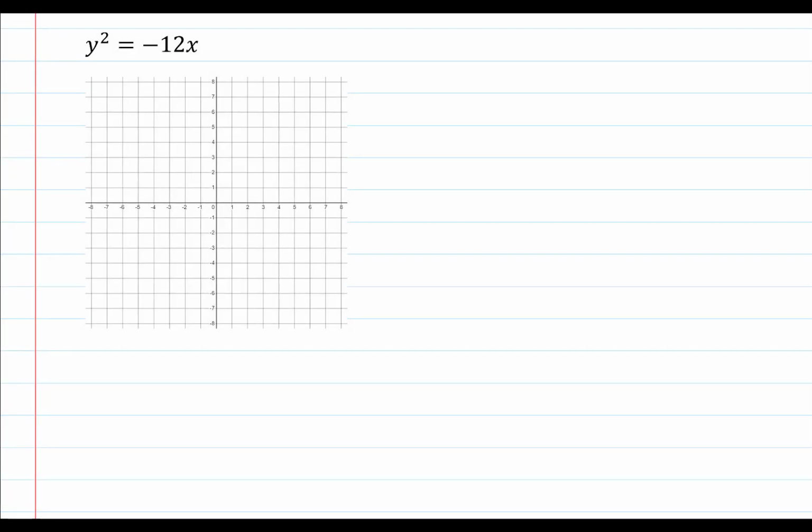Our second equation is y squared is equal to -12 times x. Let's first identify whether the parabola opens up, down, left, or right. Because the y variable is the squared term, we know it opens to the right or the left. Because the coefficient of x is -12, we know it must open to the left.